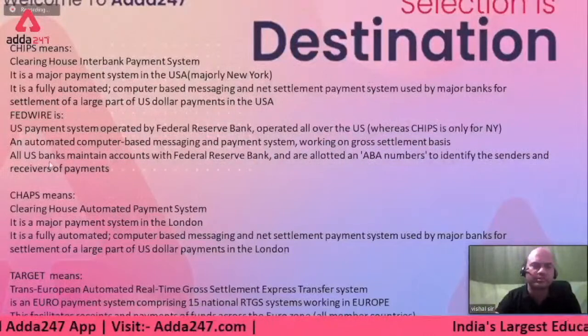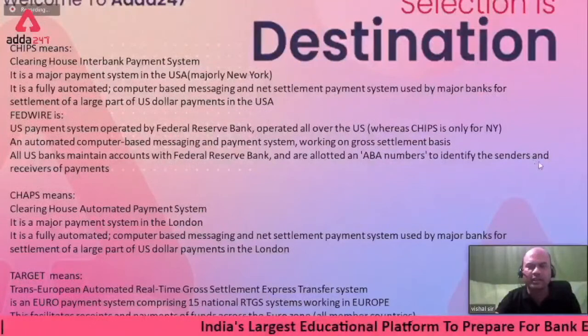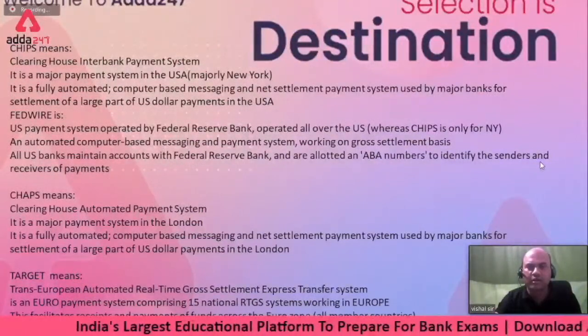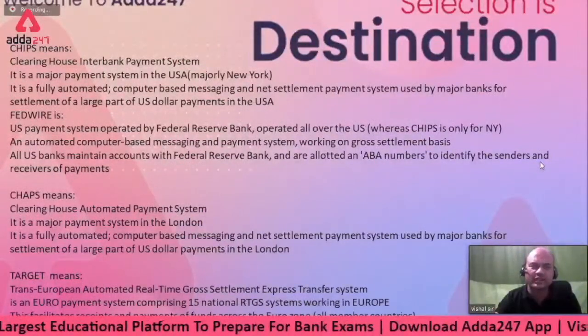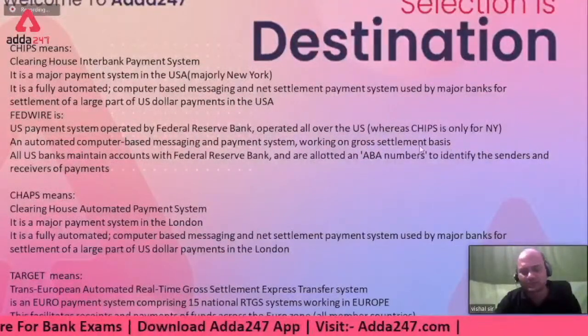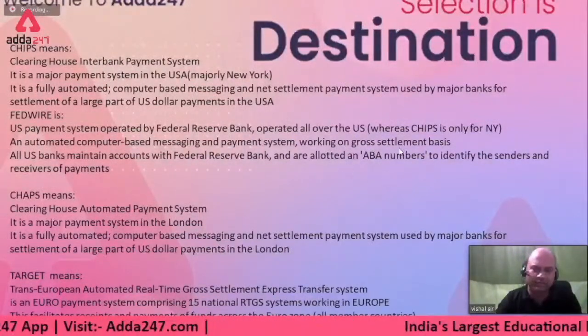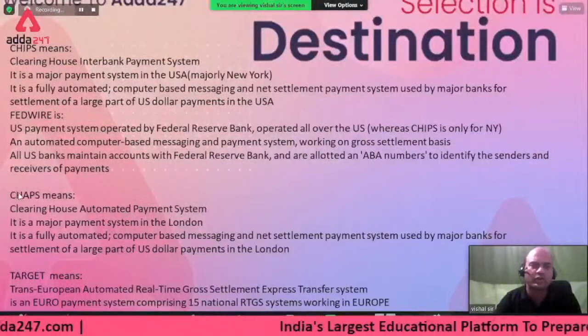All the US banks maintain an account with the Federal Reserve Bank and are allotted an ABA number to identify the senders and the receivers of the payment. Now, what is this ABA number? Similar to our IFSC code, for identification of a specific bank and branch. So, what is CHAPS now?